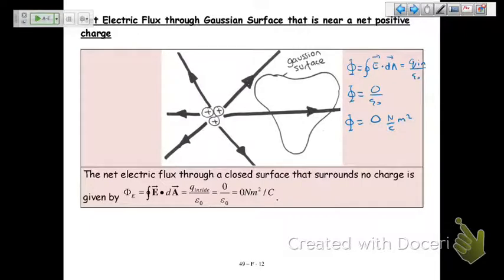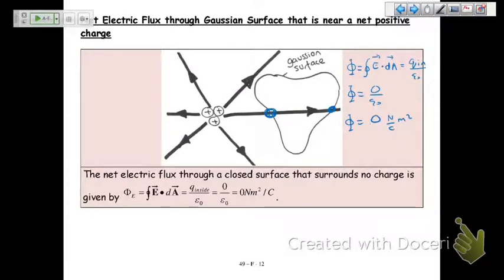Now, let's just visualize that. That electric field line is going in. Is that a positive or negative flux? And that same field line is coming out. Is that a positive or negative flux? Add them together, cancel.